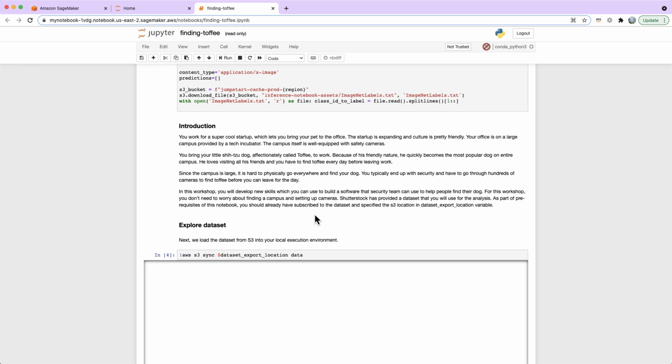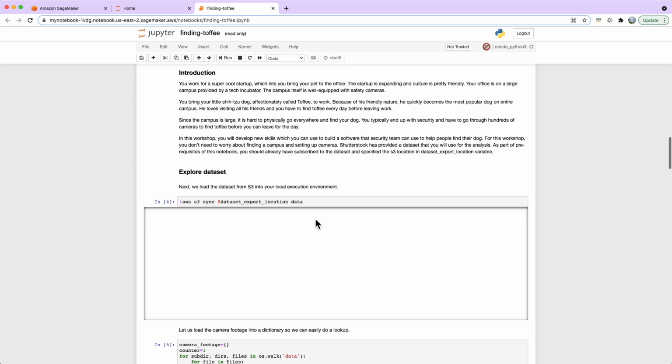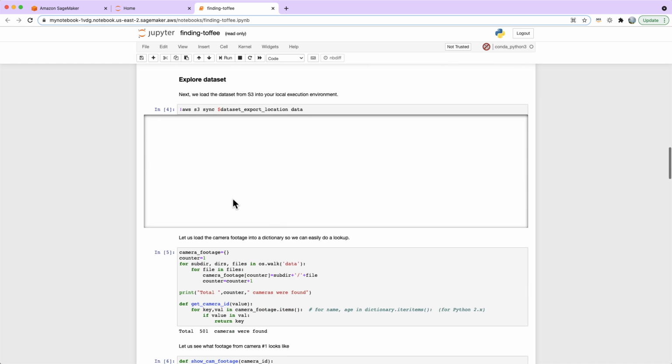Then you read this particular introduction, which spoke about how Toffee, your dog, needs to be searched for every day whenever you want to go back home because Toffee is just so popular on the campus. And since we didn't really want you to take the pain of setting up a camera and all of that just for this workshop, we used a dataset provided by Shutterstock specifically for you for this workshop, and we loaded that data into our notebook instance.